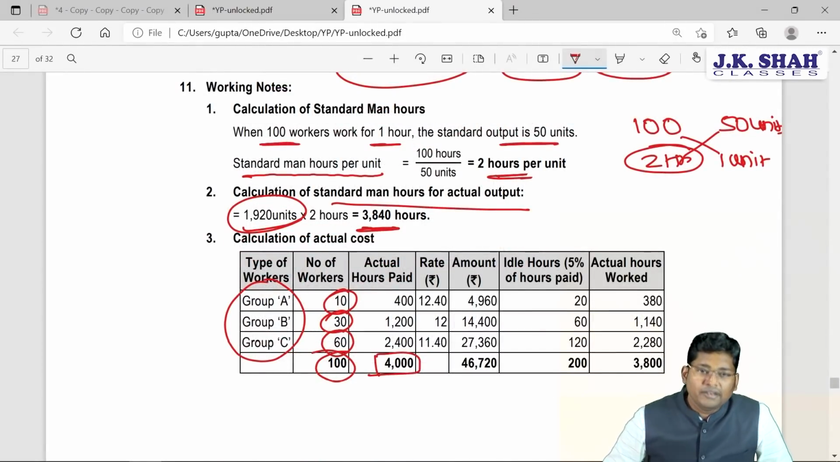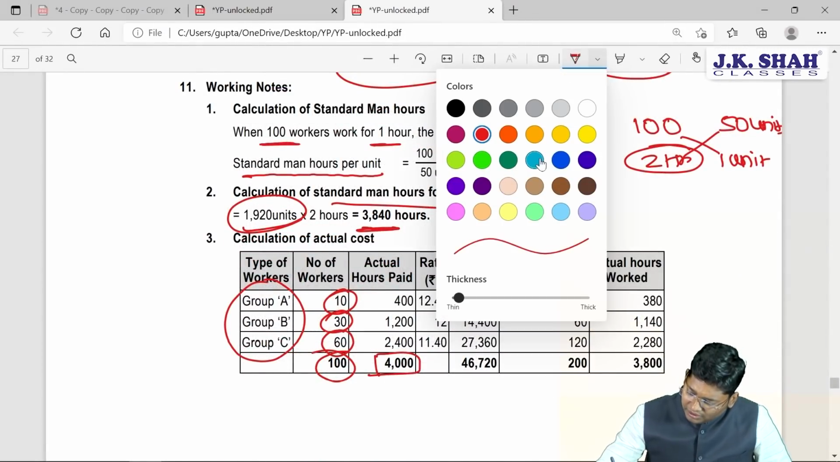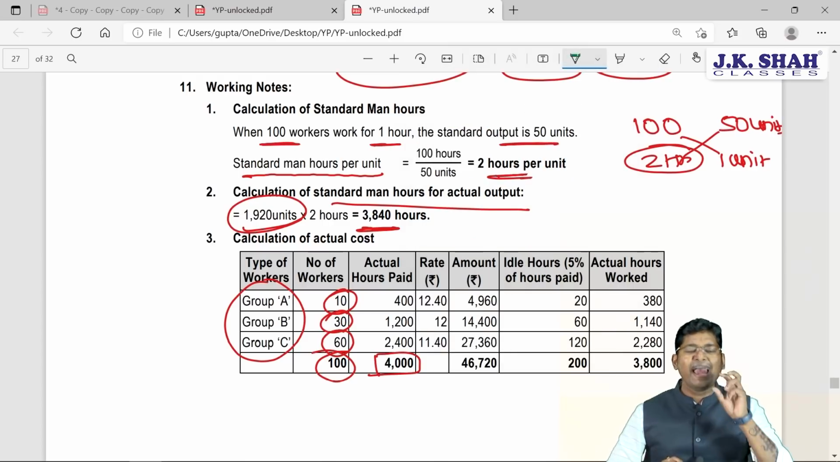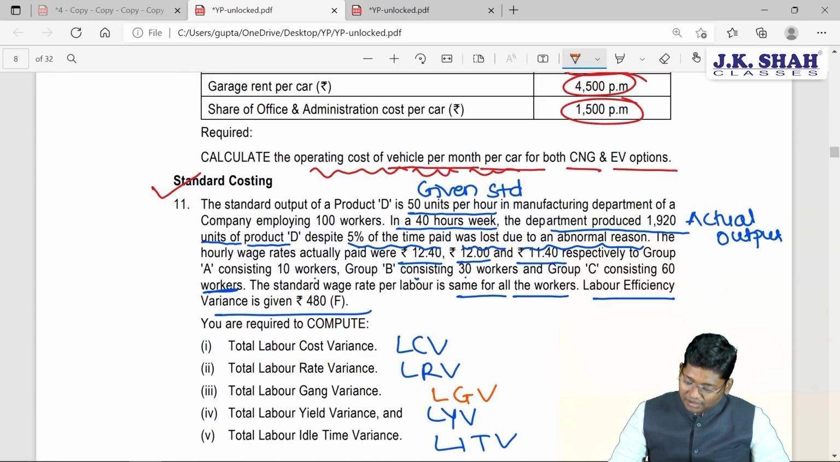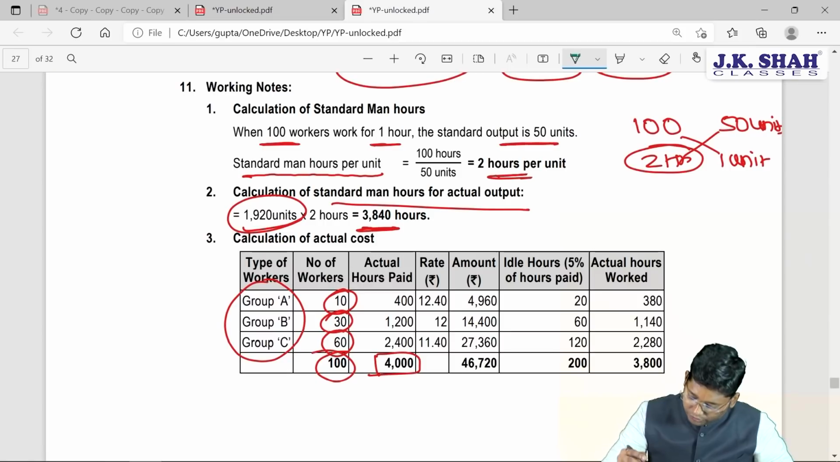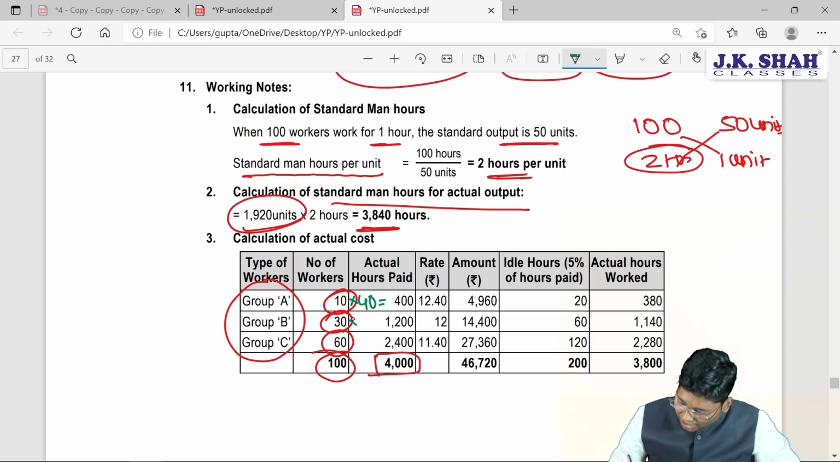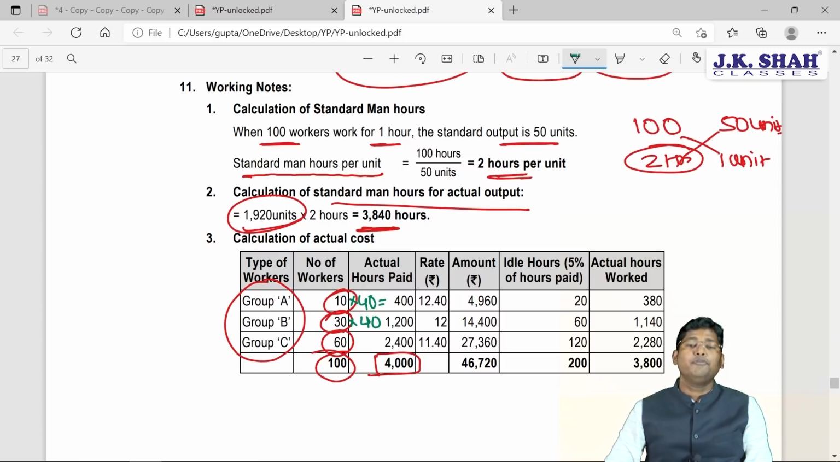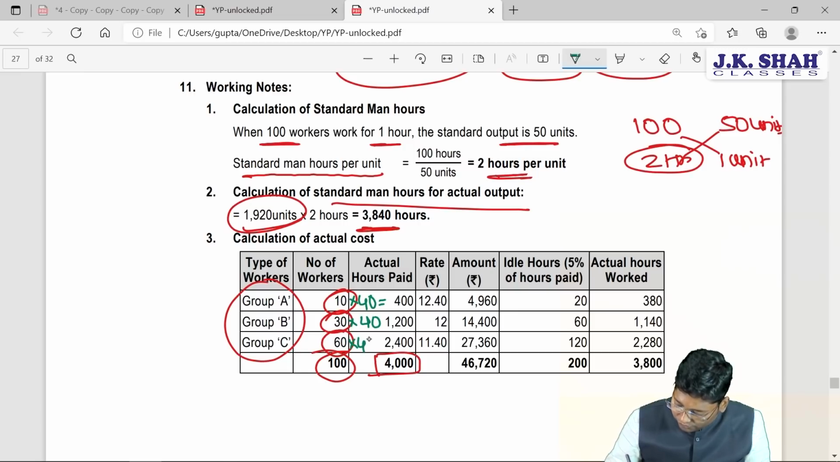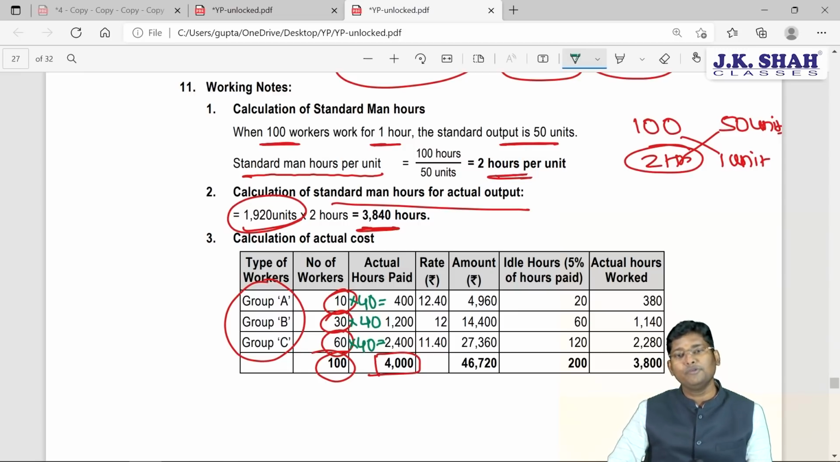Some students get confused at this particular point. They ask me, sir, how are these hours computed? What are the actual hours available with this particular company? Actually, all the workers are going to work for 40 hours a week, correct? So if 10 workers are going to work for 40 hours, altogether they will be working for 400 hours. 30 workers are going to work for 40 hours each week, so total productive hours contributed by this worker category are 1200 hours, and here also when you multiply 60 by 40, you are going to get 2400 hours. This is how actual hours paid for are calculated.